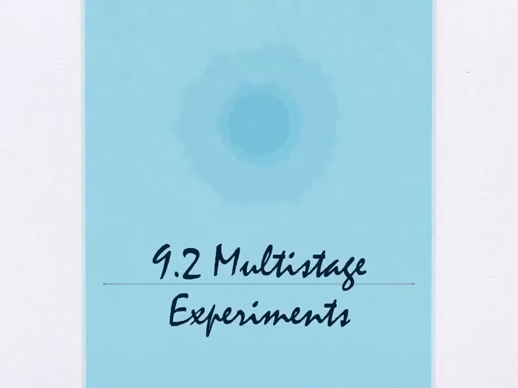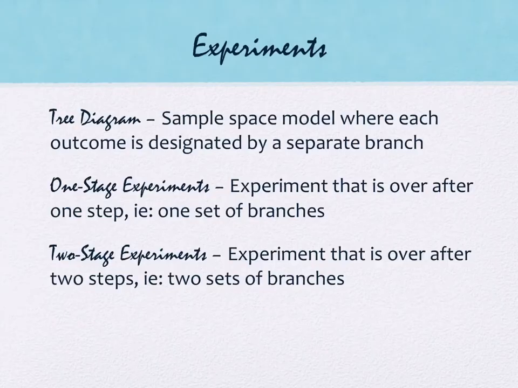All right, we're going to continue today in section 9.2, and we're going to talk about multi-stage experiments. So before we can move to multi-stage experiments, we need to actually talk about what one-stage experiments are. The first thing we're going to look at in this section, sort of vocabulary-wise, is tree diagrams.